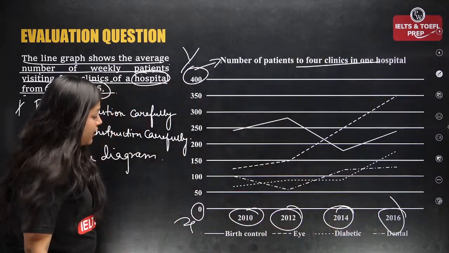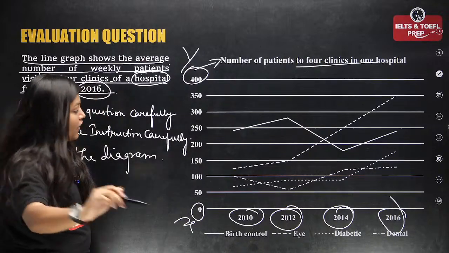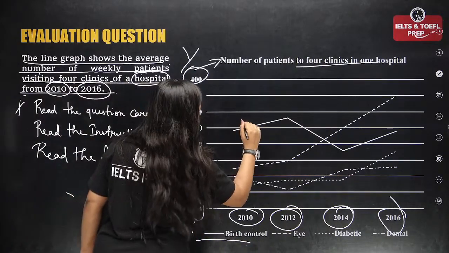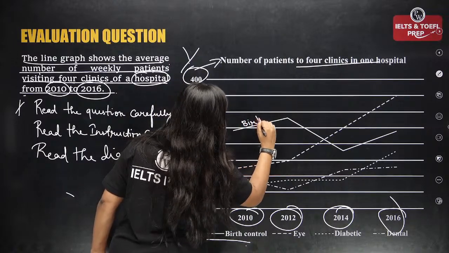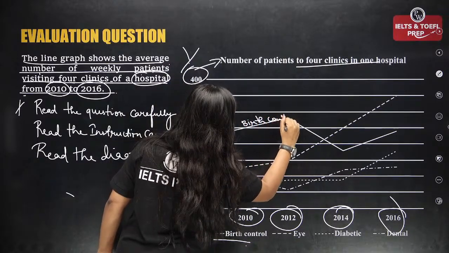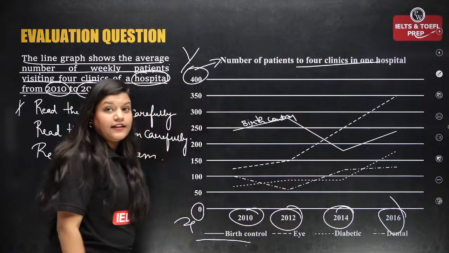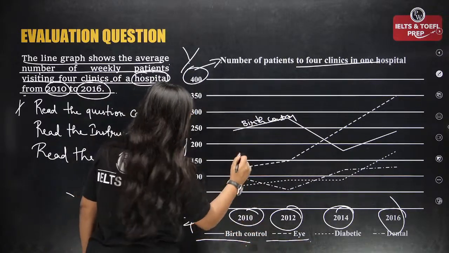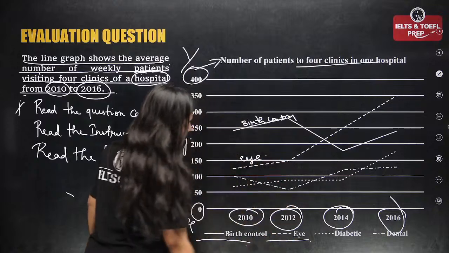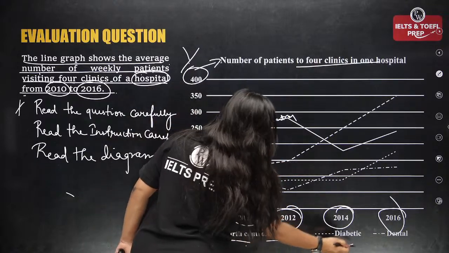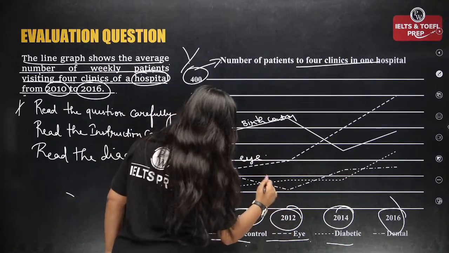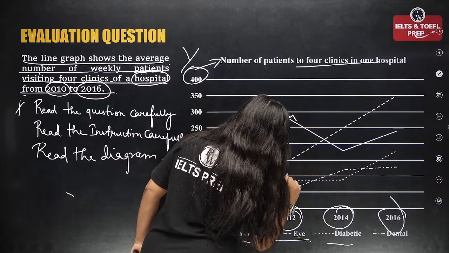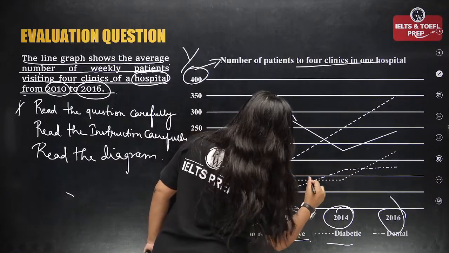Okay. Now, let's have a quick look at the categories that we are going to talk about. This is birth control. So, this line is going as birth control. Right? What about the next one? This is eye checkup. Fair enough. Now, this is diabetic. Okay? This is diabetic. And this line is dental.